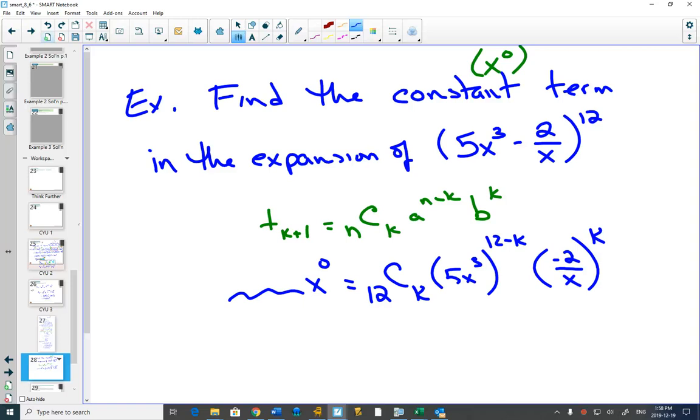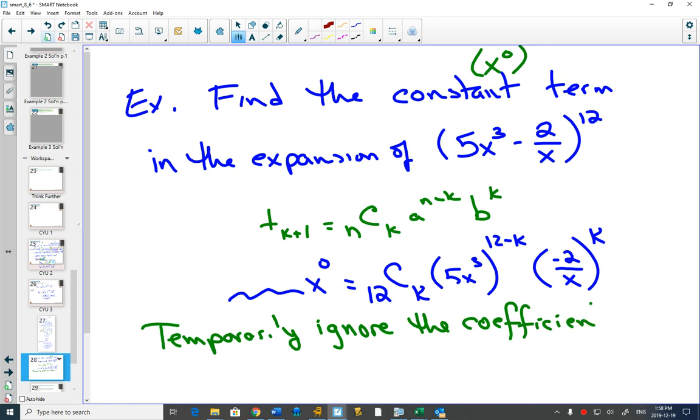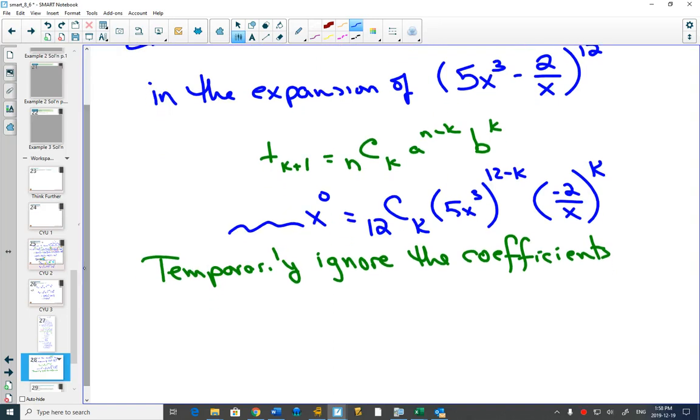What did we do next? We temporarily ignored the coefficients. So what would that leave us with? On the left side, we have no x's. On the right side, can you see that you're going to have, in your numerator, x to the 36 minus 3k, and in your denominator, an x to the k?